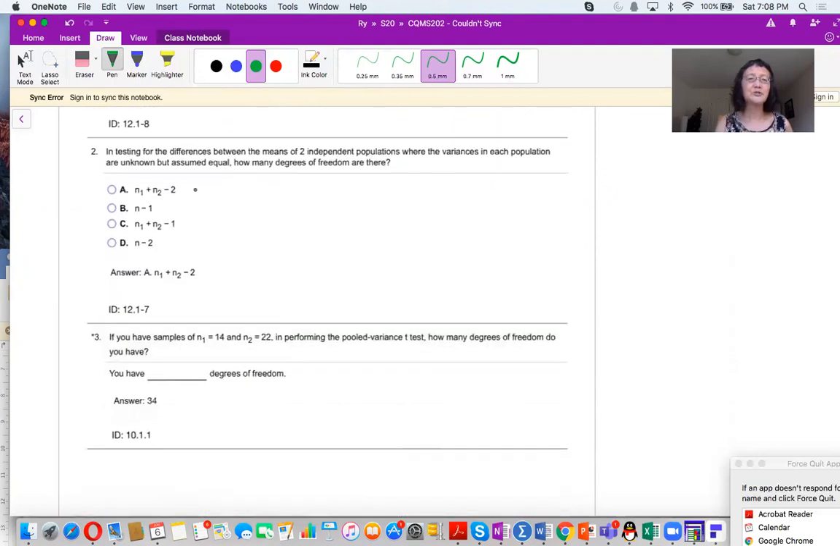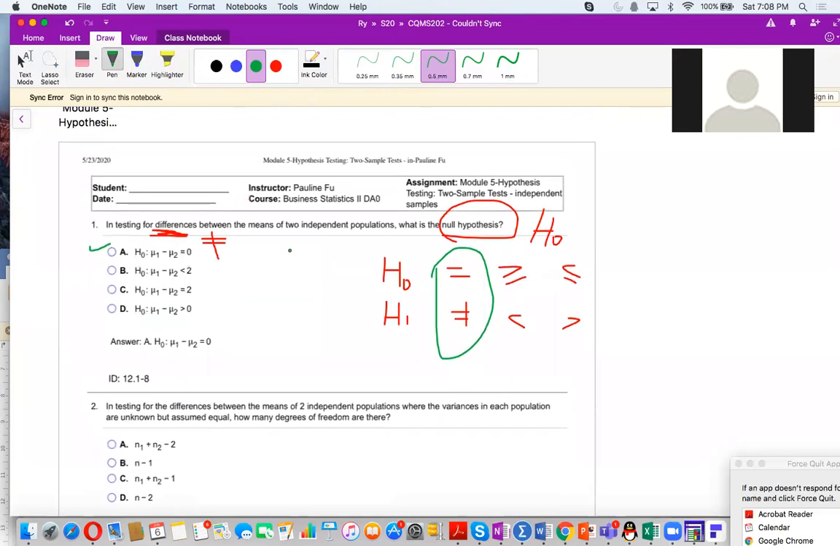Is it okay if you can repeat that answer? Sure, yes, this is important. Thank you for asking. The original question said testing the differences. You see the keyword differences means H1 not equal. That means difference. When you have H1 not equal, H0 must be equal because they are paired together.